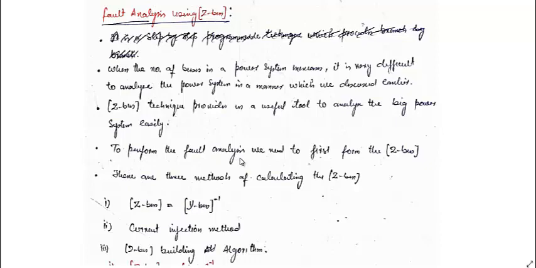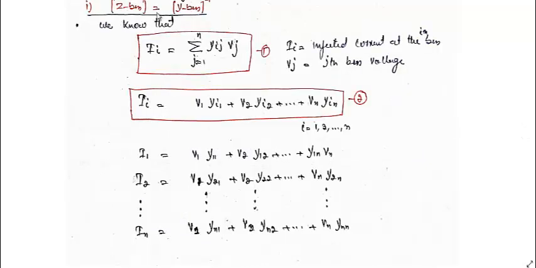So to perform the fault analysis using Zbus, we need to first form the Zbus. There are usually three methods of calculating Zbus. One is simply taking the inverse of the Y bus, which we have calculated in the load flow analysis. The second one is the current injection method, and the third one is the Zbus building algorithm. We'll be discussing them one by one. Let us first take the Zbus, which is actually the inverse of the Y bus.